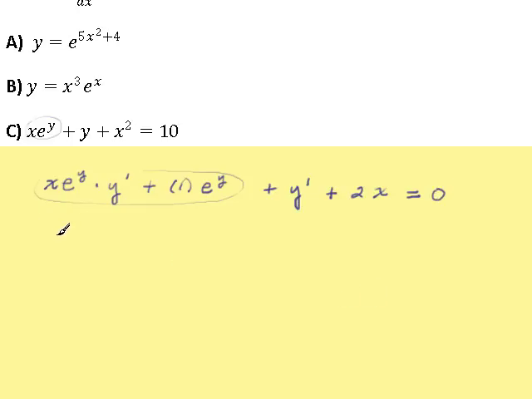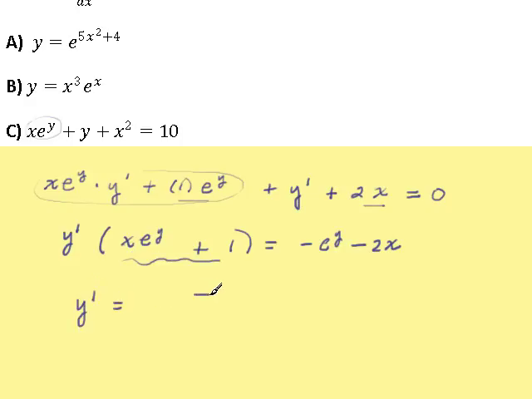All right, let's just solve for y prime. So we'll factor out y prime. So we have here x e to the y plus 1. Let's bring this to the other side. So here we have minus e to the y minus 2x. And now let's just divide by what's multiplying y prime. So y prime is minus e to the y minus 2x, and we're dividing by x e to the y plus 1.